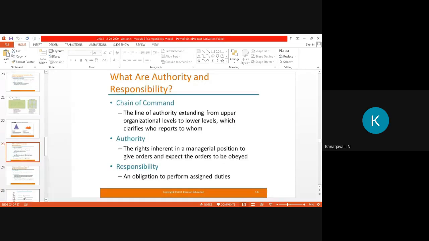Right. Then what are authority and responsibility? See the words clearly. What are authority and responsibility?